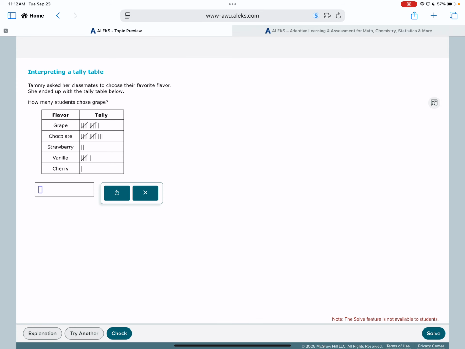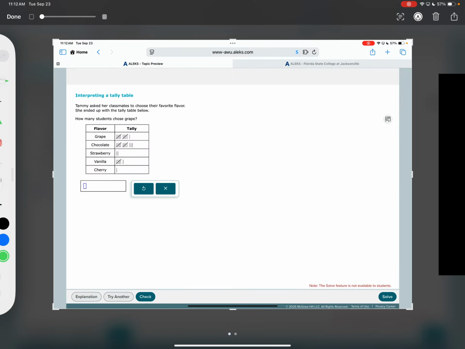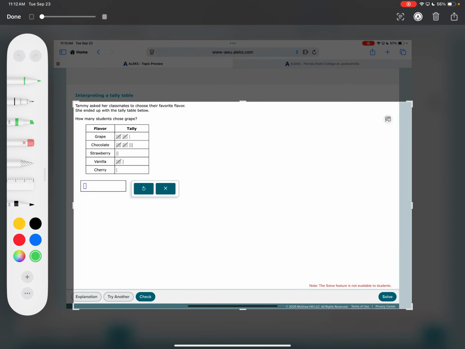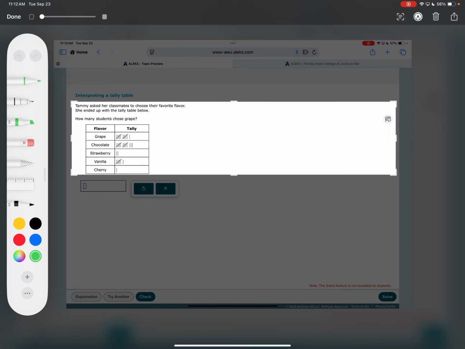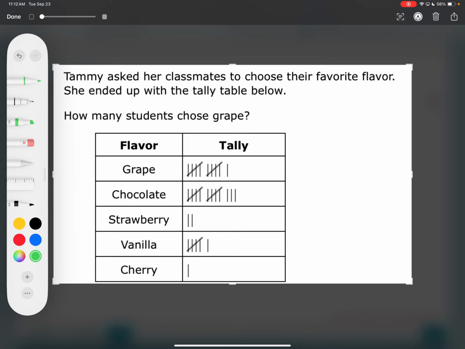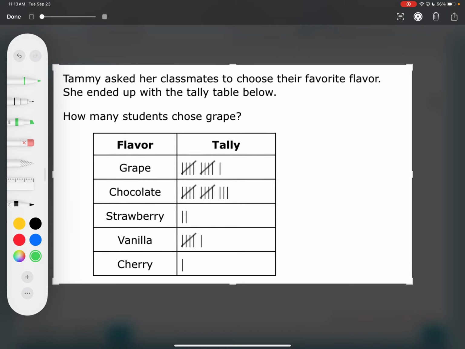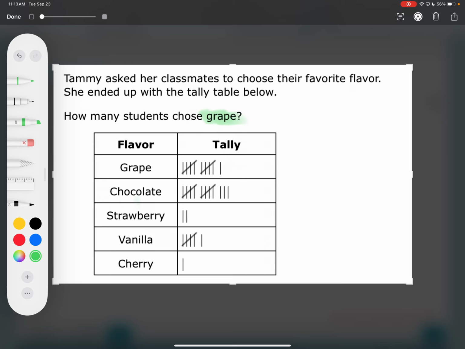Okay, so the next one is interpreting a tally table. Again, super easy. I'm sure you tested out of this one. If you didn't, that's fine. Not a big deal. Tammy asked her classmates to choose their favorite flavor. So this is just different ways to do graphs. Last week we talked about collecting data, so this week's all about organizing the data. The first way we do that is with graphs. How many students chose grape? You just go to grape here. Obviously, you count 5, 5, and 1. So 5 plus 5 plus 1 equals 11.